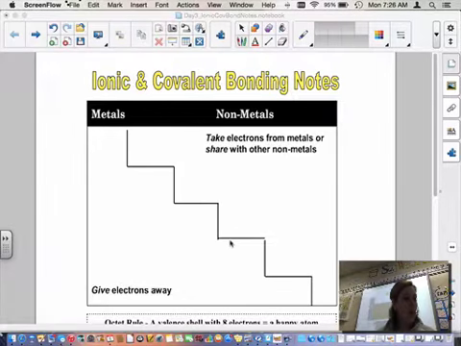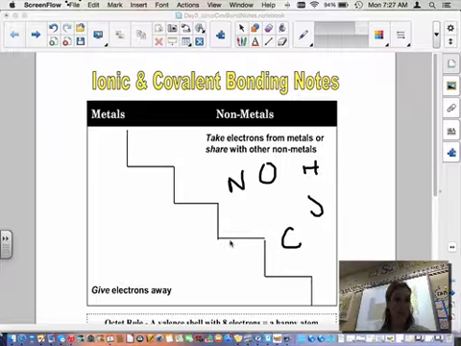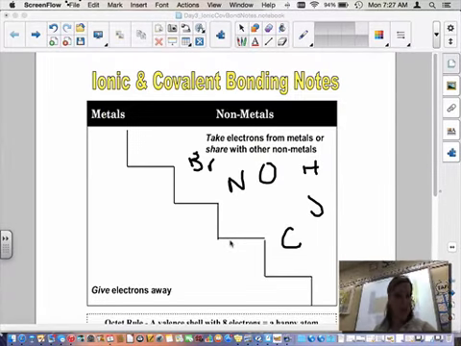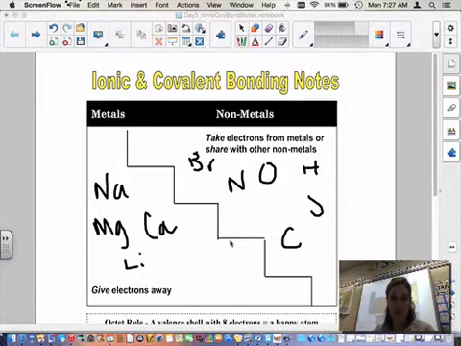Okay, so for example, let's look at some of the nonmetals. Some of the nonmetals include, don't forget, hydrogen up in the left-hand corner. We have sulfur, oxygen, carbon, nitrogen, bromine. So you kind of get the idea. Now, metals, we have sodium, magnesium, calcium, and lithium. For now, we're going to be working with the elements that are in groups 1A through 8A. We're not going to worry about the transition metals at all.